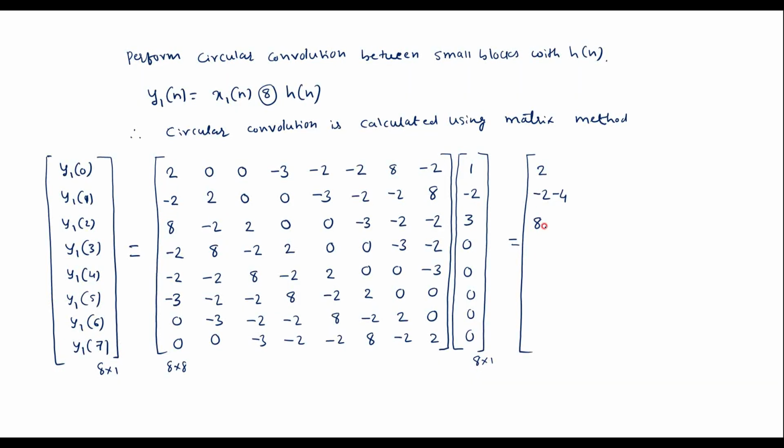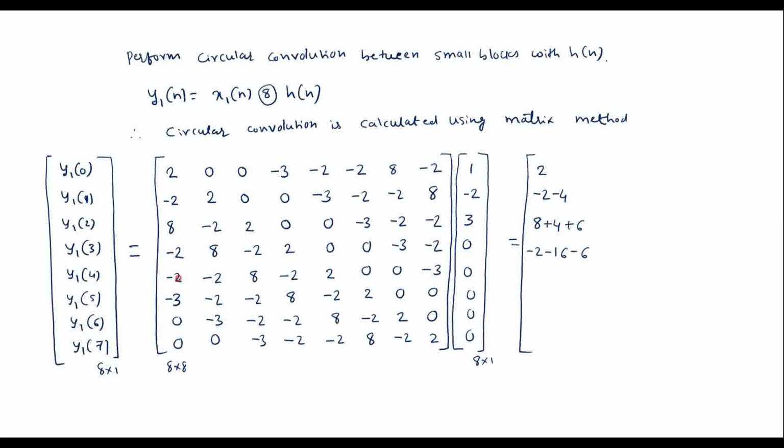8 into 1 is 8. Minus 2 into minus 2 is 4. 2 into 3 is plus 6. Rest all values will be 0. Next minus 2 into 1, minus 2, 8 into 2, minus 16, minus 2 into 3, minus 6. Rest all values will be 0.